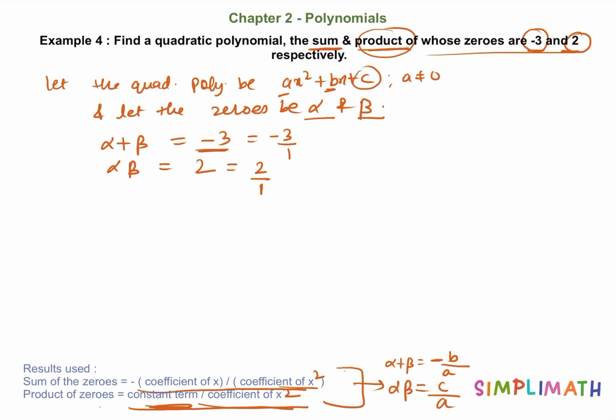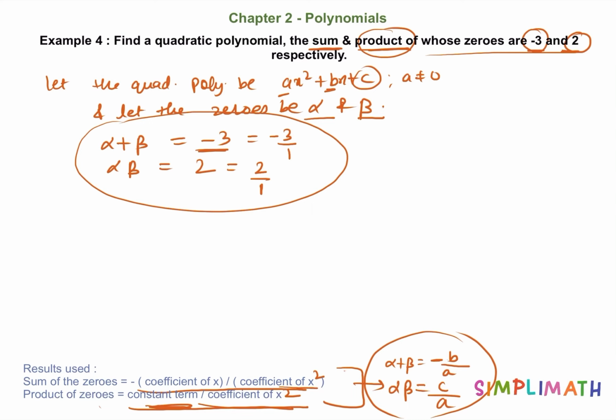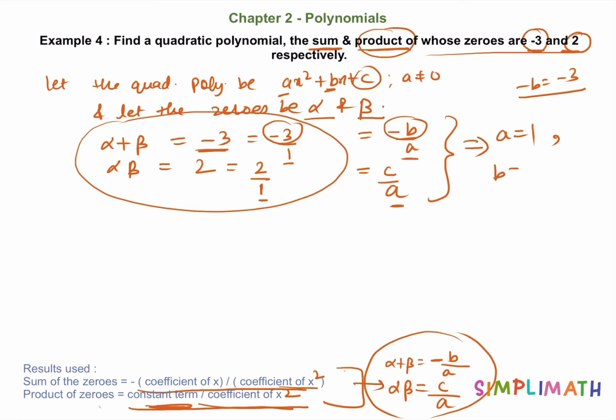Okay, so now if we compare these values to these values, what can we say? We can say if this is minus b by a and this is equal to c by a, so I can say from here a in both the cases is 1, so I can say a is 1, minus b equals to -3. Okay, so minus b equals to -3, so I can say that b equals to 3, and from here I can say that c equals to 2.